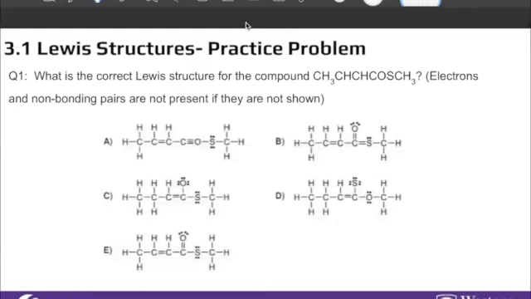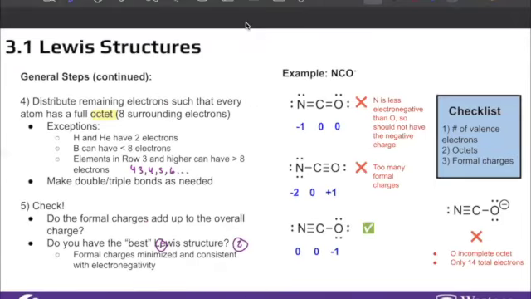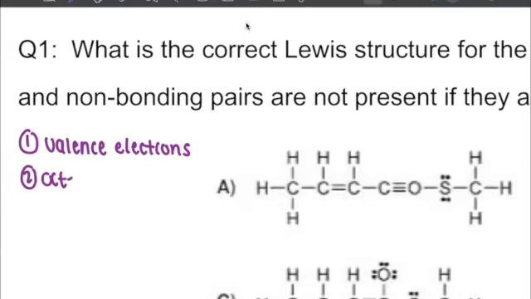Okay, so now we have one of these practice problems here where we're basically given a compound and we're asked to pick the correct Lewis structure. So remember that the 3 things from our checklist that we want to go through are number of valence electrons, checking for octets, and formal charges.